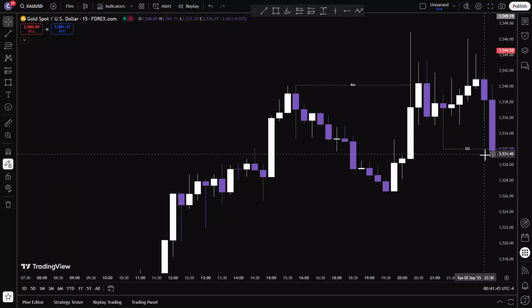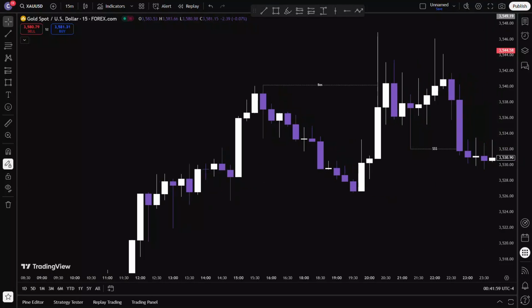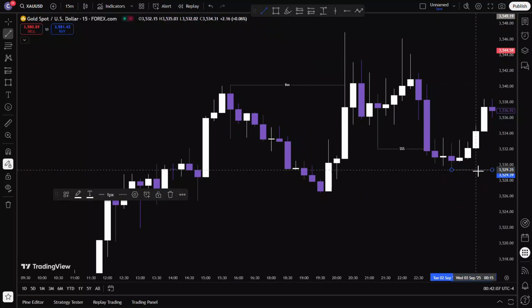So now you can see here the market shifts this liquidity and grabs it, and now we don't enter the trade directly. We wait for the market to print an engulfing pattern or a clean pin bar to enter a buy position. So let's see what happens here. Let's go. So here you can see we don't have any confirmation to enter the trade.